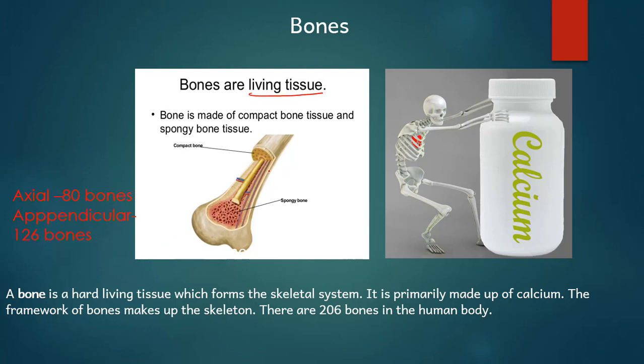The 206 bones form the framework of our body and form the skeletal system in human beings. This skeletal system is divided into two types. First is the axial skeleton and second is the appendicular skeleton.